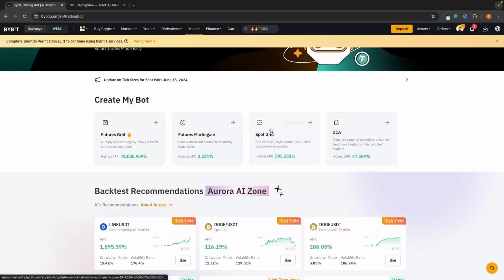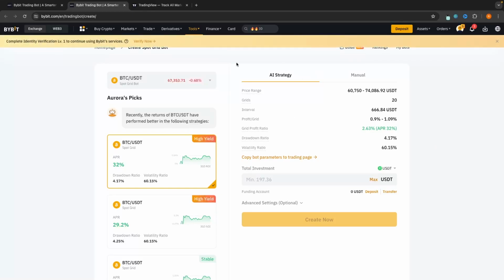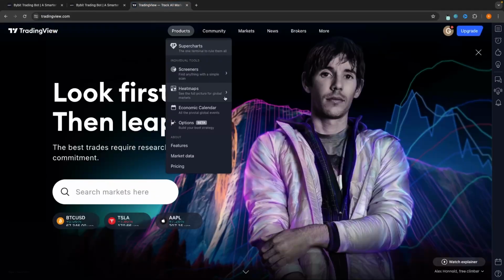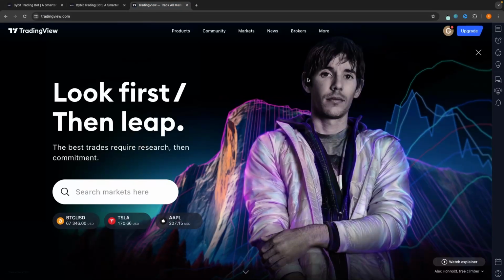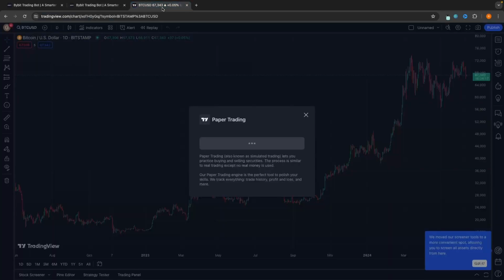Now, the annoying thing about Bybit is if we click into the Spot Grid, for example, unlike some other exchanges, they don't show you an actual representation, like a graph right here, of what this bot is and what this bot does. So I'm going to explain what these bots are over here on TradingView. So let's take Bitcoin right here. And I'm going to explain the Spot Grid bot.